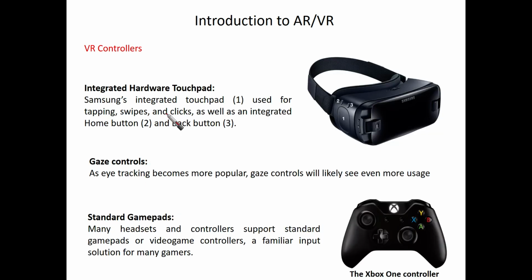Then you have different kinds of controllers. So we say VR controllers. One very common controller is the integrated hardware touchpad, for example, this Samsung Gear. In Samsung's integrated touchpad, this is called a touchpad. We can use it for tapping and maybe clicking and swipes, that kind of things. Also you have something called a home button and a back button, that kind of things.